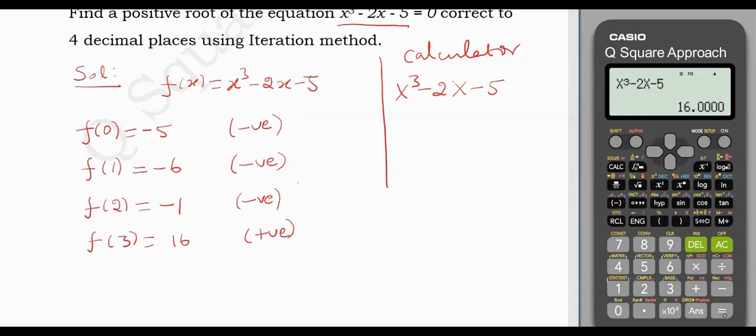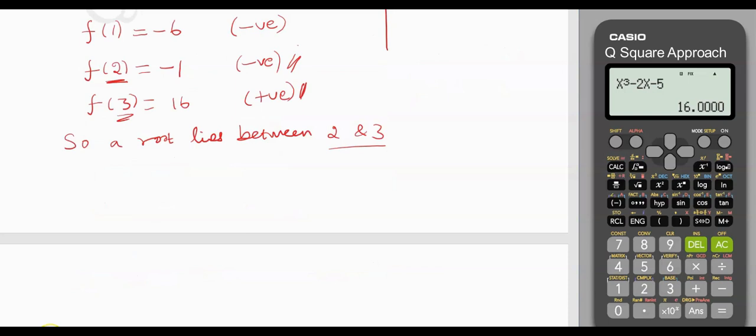Now we have one negative sign and one positive sign. So the root lies between 2 and 3. In this iteration method, we have to choose an initial approximate value x0 between this 2 and 3.